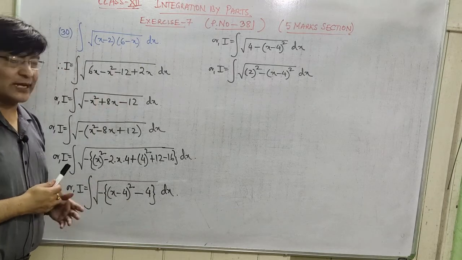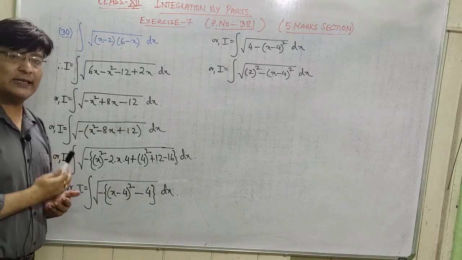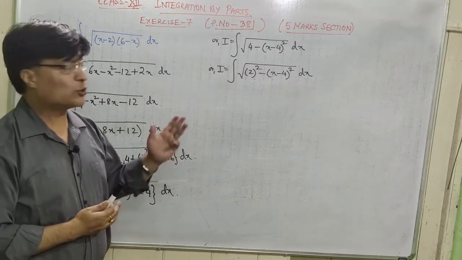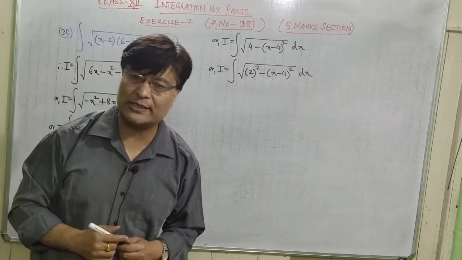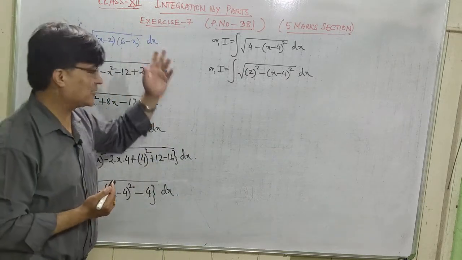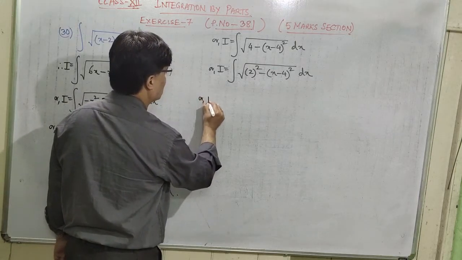So now this is the standard form. What is the value for a in this case? It is 2, and instead of x there is x minus 4. So this is the form of root over a square minus x square. That is the third standard integral in this chapter, integration by parts. So let us use the formula now.